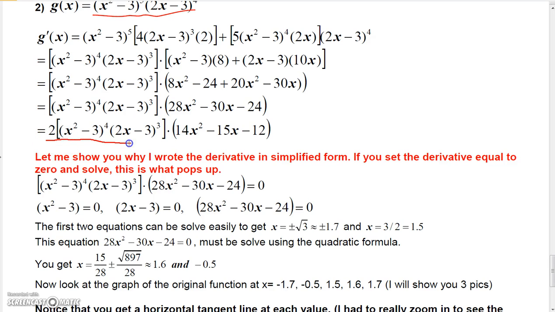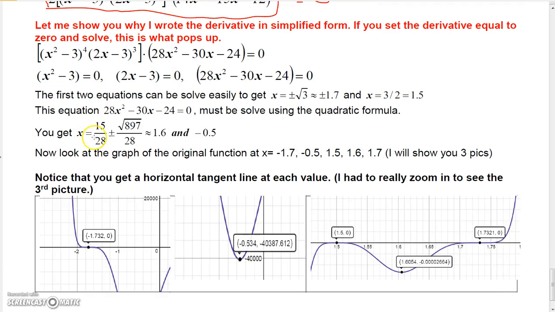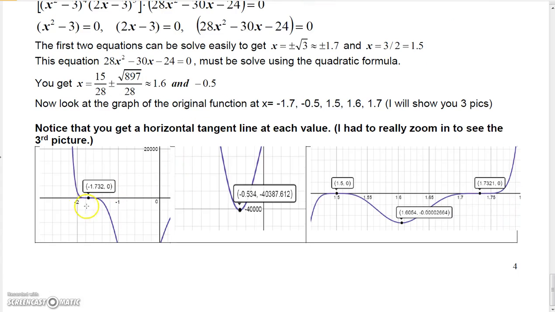Now notice I simplified this as far as possible, and what you'll find interesting here is if you set this equal to 0 and find all of the zeros of this derivative, you'll actually find that there's 5 of them, plus or minus square root of 3, 3 halves, and then this number plus or minus this radical, which is actually 1.6 and negative 0.5. And if you look at the graph, you'll notice that at each one of those points on the graph, you're going to get a horizontal tangent line. And that's because that's where the derivative is 0.